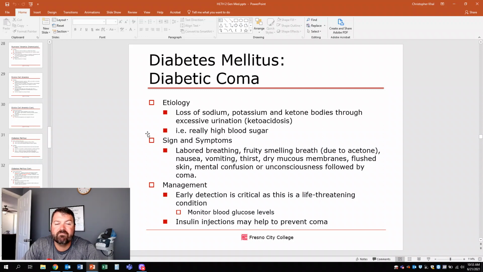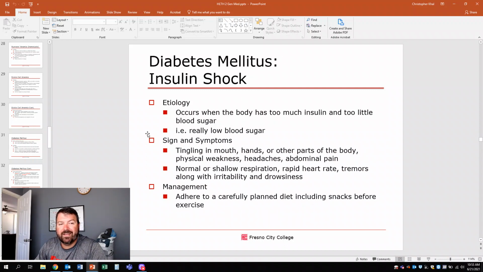Nausea, vomiting, thirst, dry mucous membranes, flushed skin, mental confusion, unconsciousness followed by coma. The sugar is so high in their bloodstream that their body's not absorbing it at all, so they need the insulin so the body can absorb it. Management: early detection is critical, as this is a life-threatening condition. Insulin injection can help prevent coma. So that is diabetic coma, and now we have insulin shock.